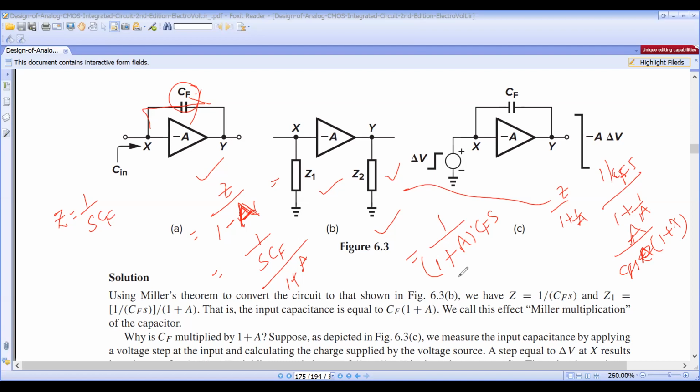So we call this the Miller multiplication. This is called the Miller multiplication of the capacitor. So why is CF multiplied by 1 plus A? Have you got these points? Hello, do you understand these equations? Hello? Yes, sir. Okay.